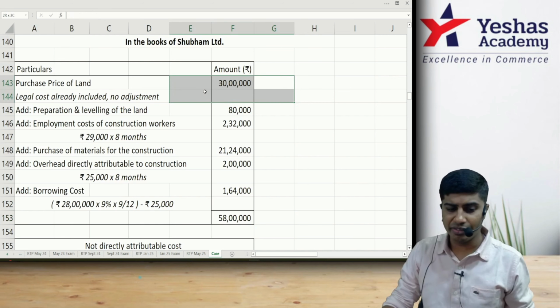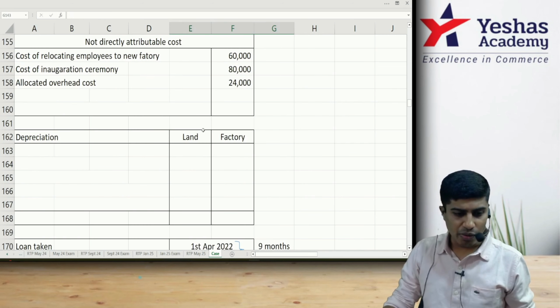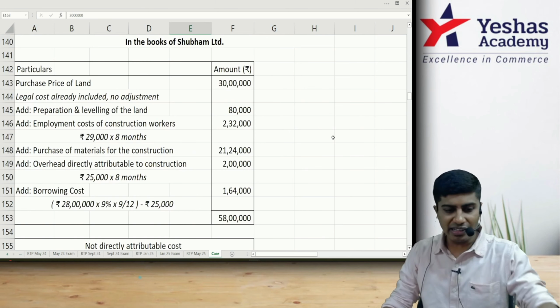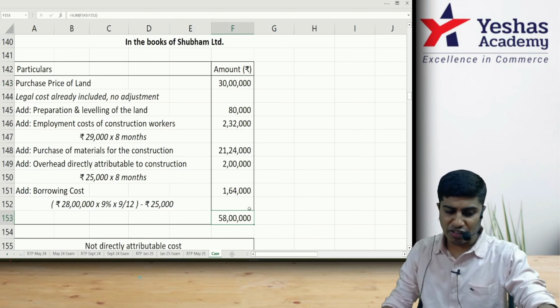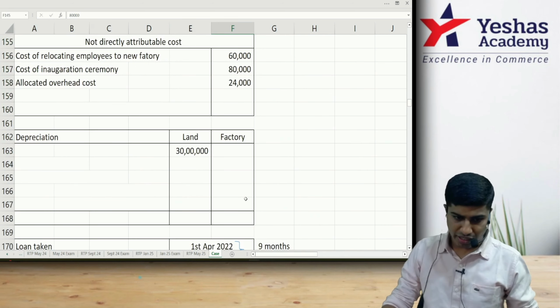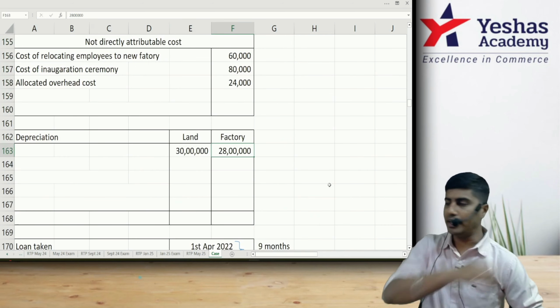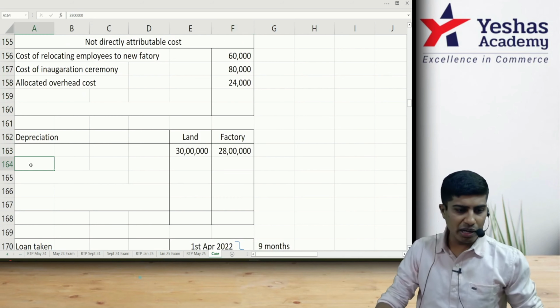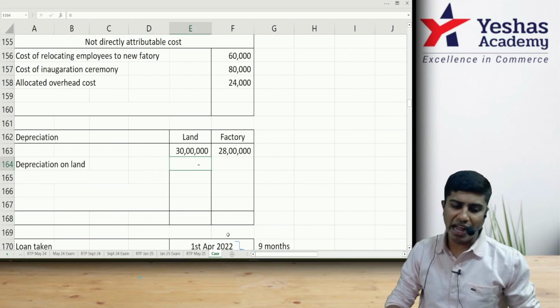In that, how much is land? I would write here, how much is the factory building? Land is 30 lakhs. Out of 58, if land is 30, building is 28. Did you understand? Together it is 58. In that, land is 30. Factory will be 28. Now when I'm depreciating, the land is 0.